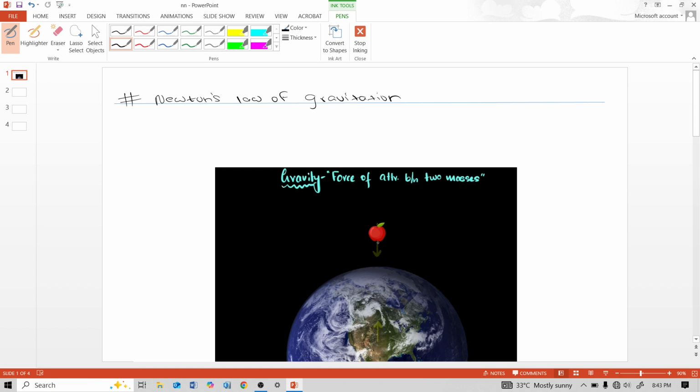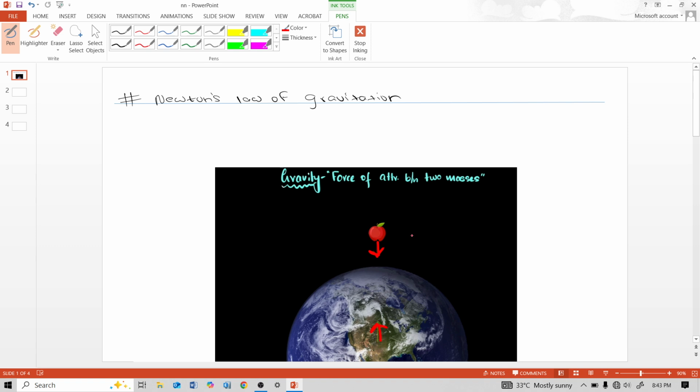See, this earth is pulling this apple through force of gravitation. But not only earth is pulling this apple. Remember, this apple is also pulling this earth. This is force of attraction between two masses. So they are attracted to each other, and this is force of gravity.